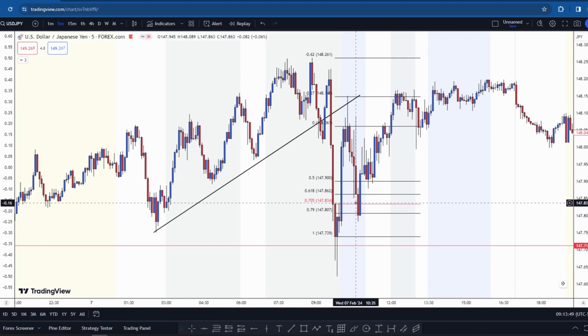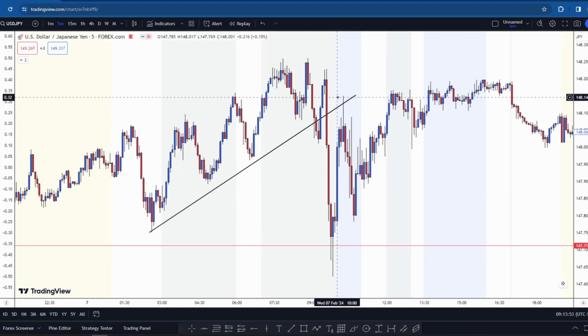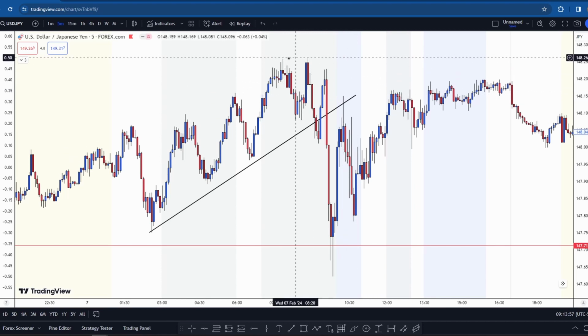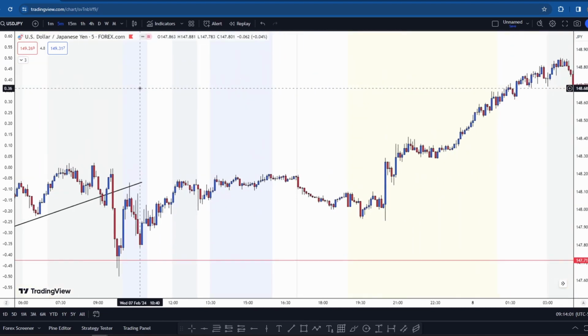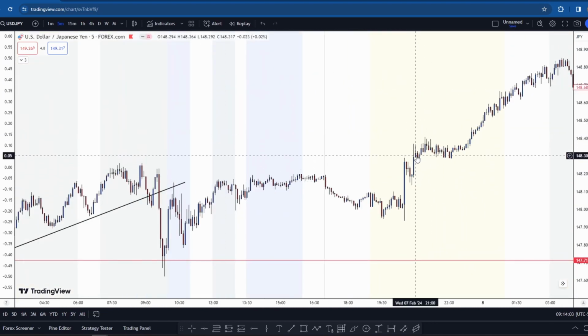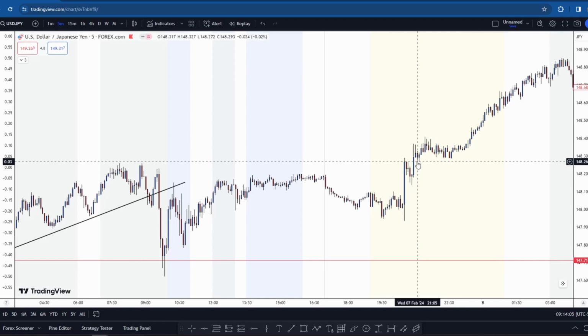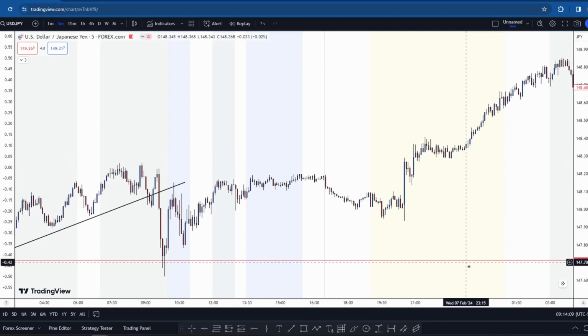it came at this 705 level. You can take a buy right over here, and you can target this high right over here, or you could have targeted these two double tops, because we know that there will be lots of liquidity right over here. But what happens after that? It takes the double top, but the bias was bullish, that's why it didn't give a sell from here. So you have to keep that in mind.